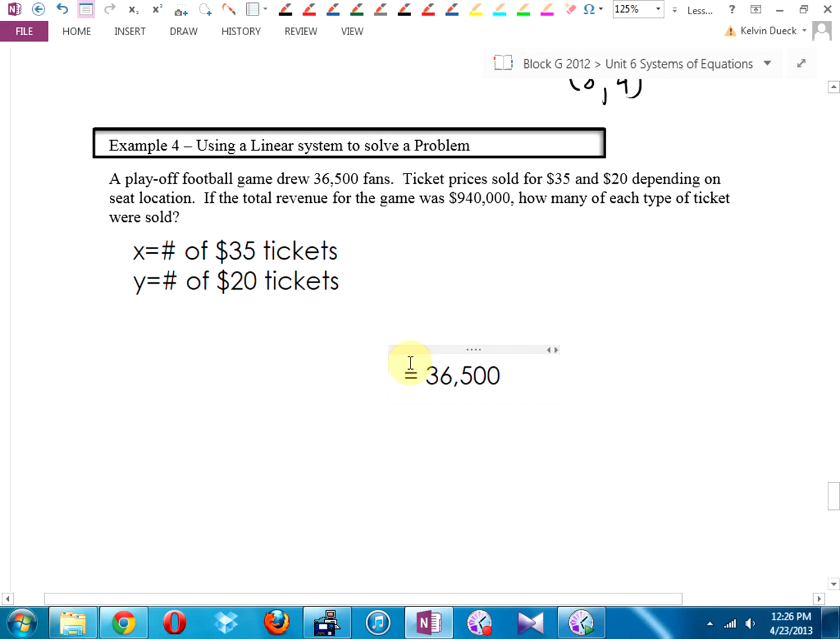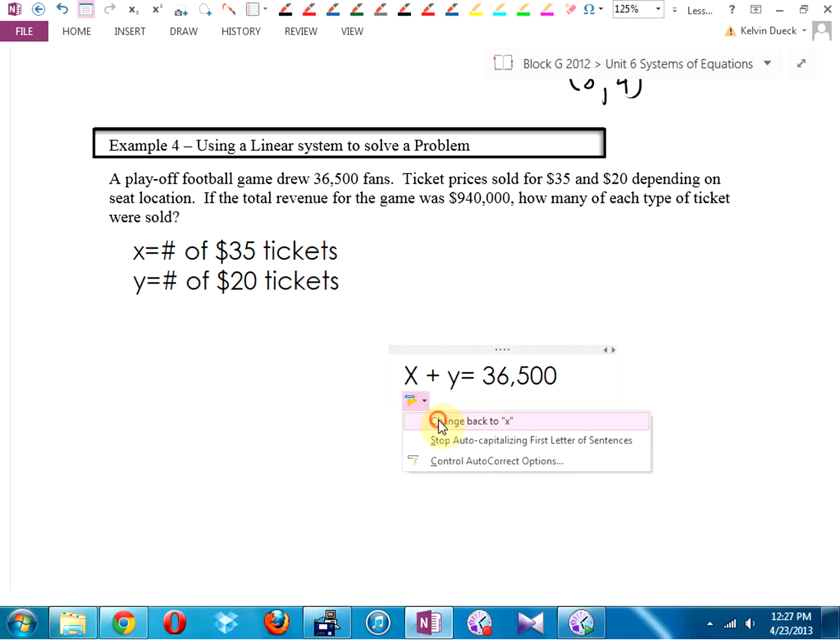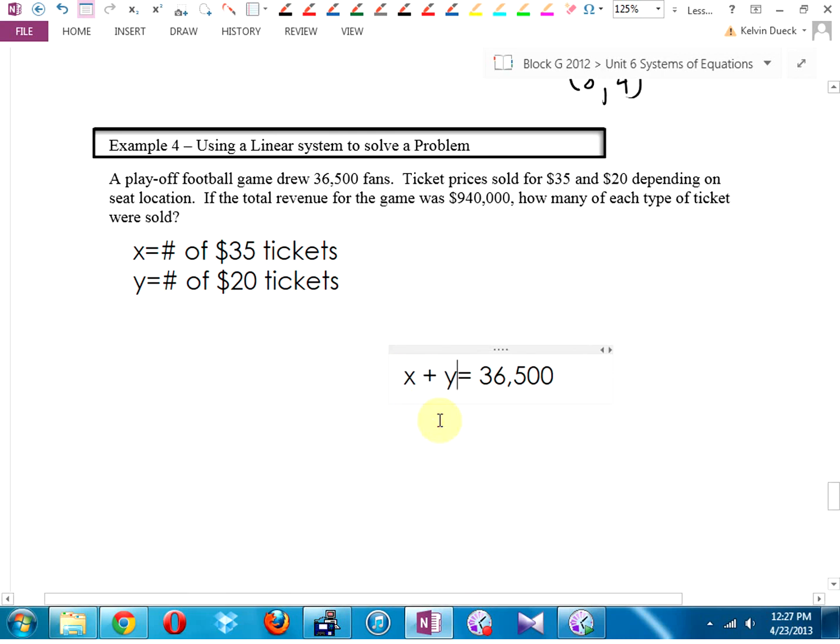Brandon, you're right. Except don't capitalize that. Isn't the total number of $35 tickets plus the total number of $20 tickets going to work out to 36,500? There's your first equation.